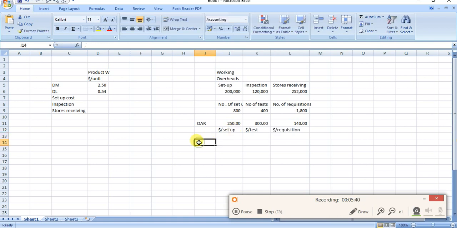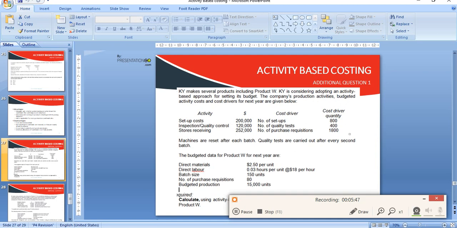Right. We'll take product W now. Product W, we'll look at the details. Come back. Budgeted production 15,000 units. Alright. Machines are reset after each batch. So machine resetting and machine setup are the same thing. So if you find the number of batches, that is the same as number of setups. How do you find the number of batches? They say batch size is 150. So 15,000 units, you're going to make it into batches of 150.